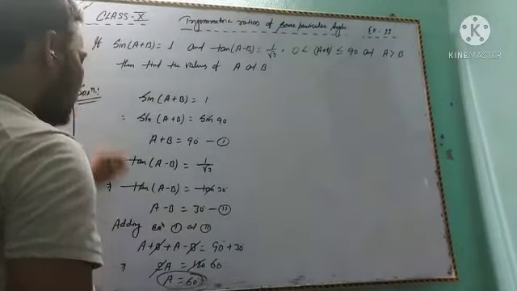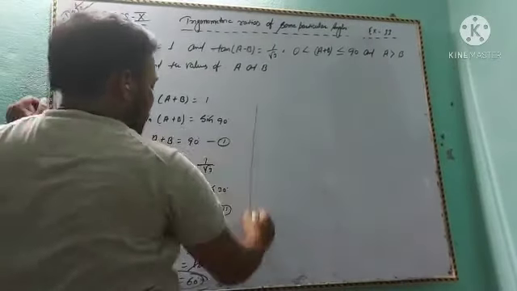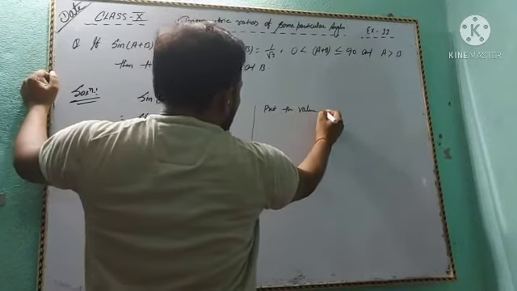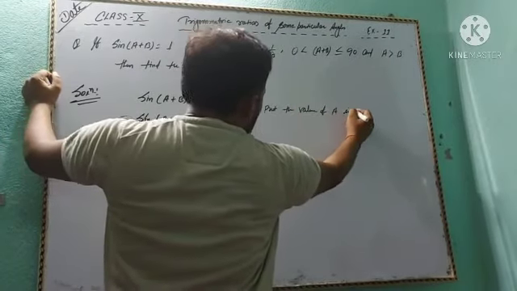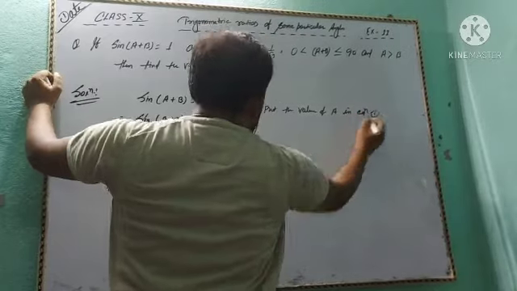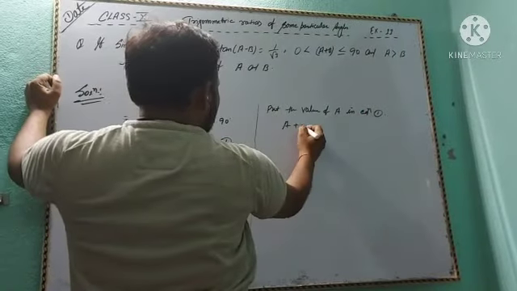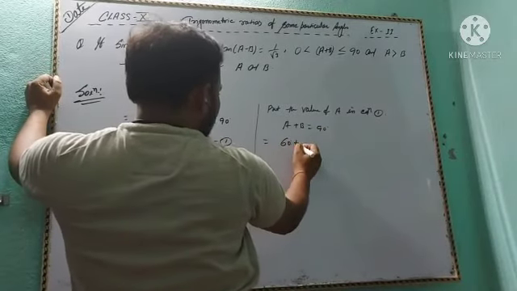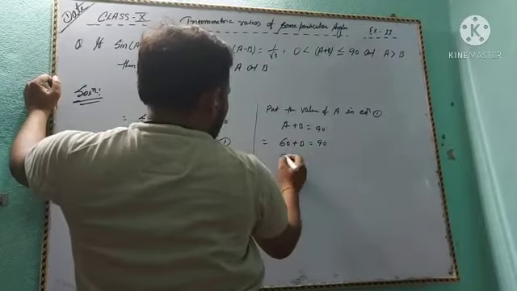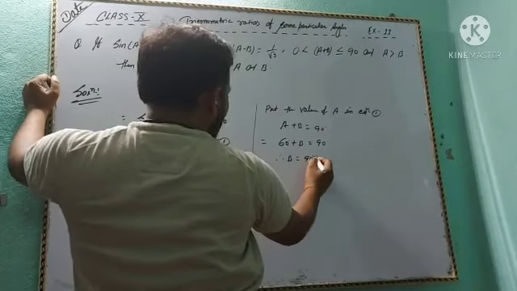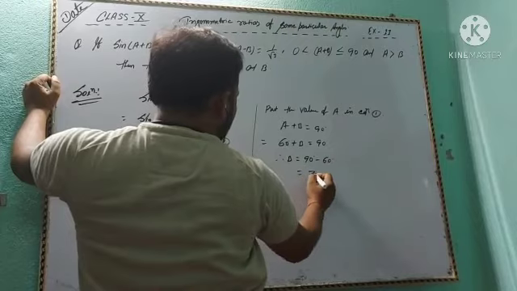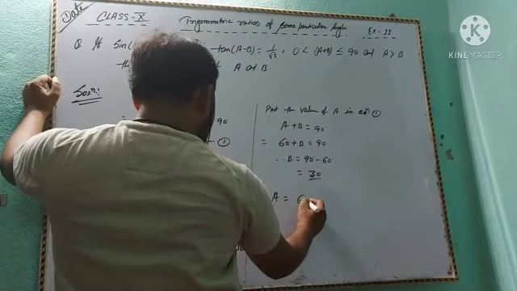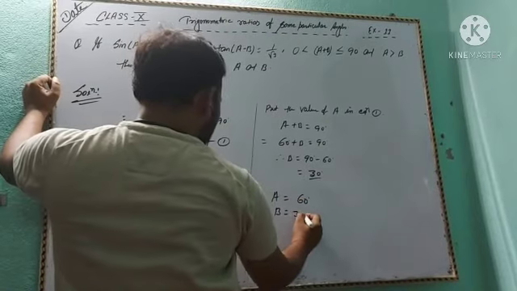Okay. Put the value of A in equation 1. So here students, A plus B is equal to 90 degree. So A is equal to 60 degree plus B is equal to 90. Here B is equal to 90 degree minus 60 degree, that is 30 degree. So here students, A is equal to 60 degree and B is equal to 30 degree.